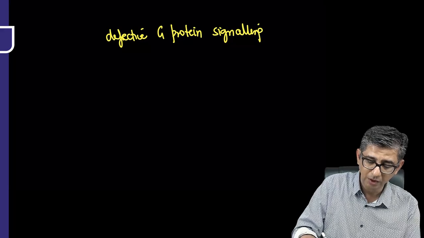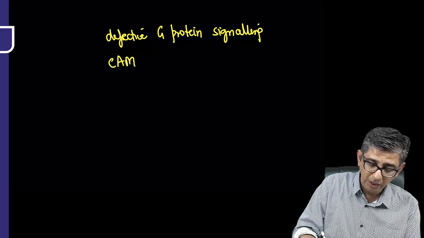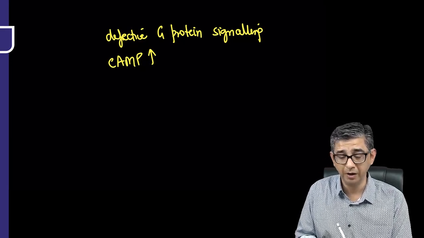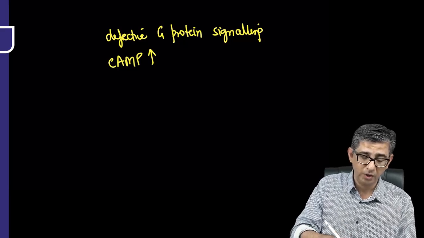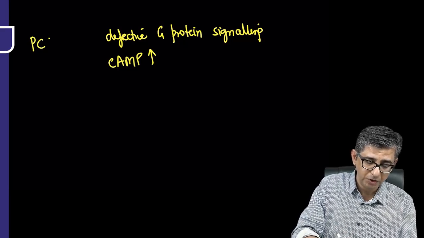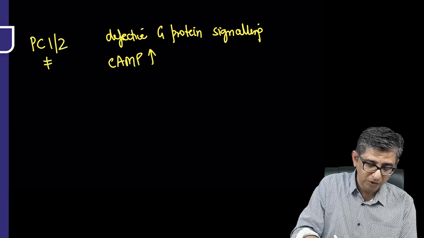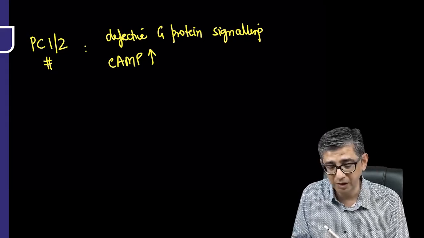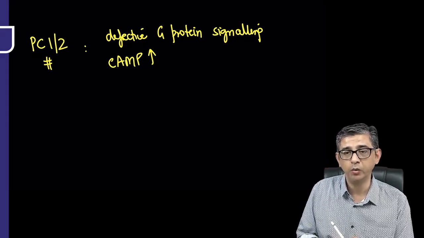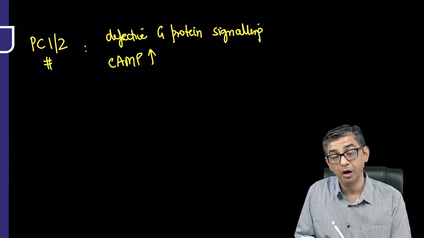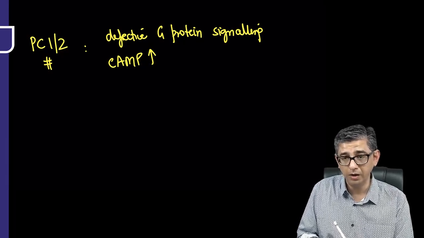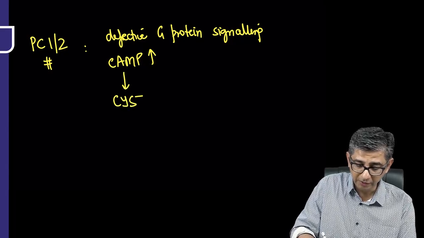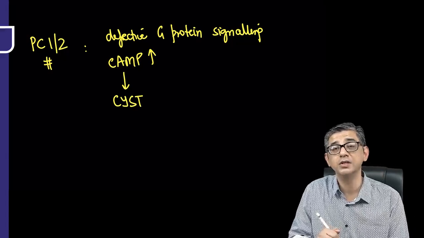Traditionally, we read about cyclic AMP values being increased whenever we're reading about cholera toxin contributing to a secretory diarrhea. But today I'm telling you that once the PC1 and PC2 complex of proteins in the kidney tubules is not functioning properly, there's a defective G protein signaling contributing to increased values of cyclic AMP. Now, the importance of cyclic AMP is that it causes the development of cysts. It rather causes progression of the cyst also.